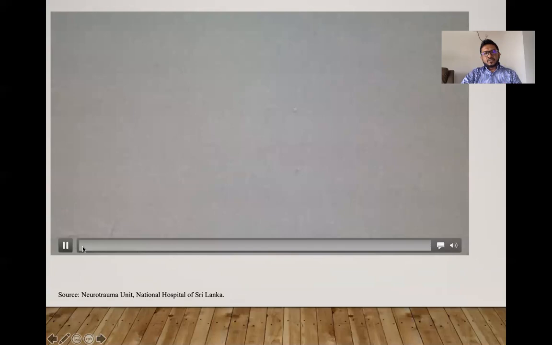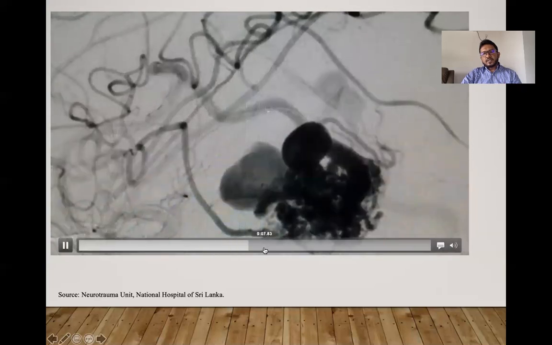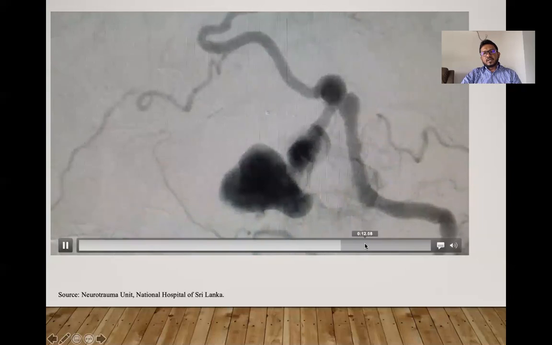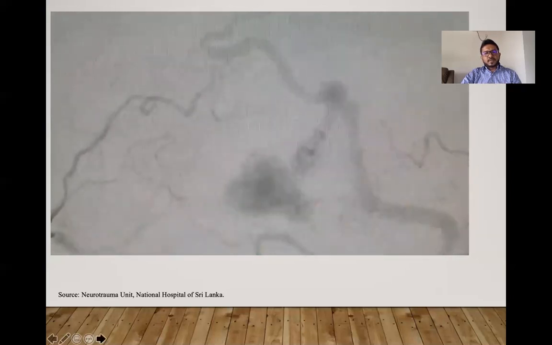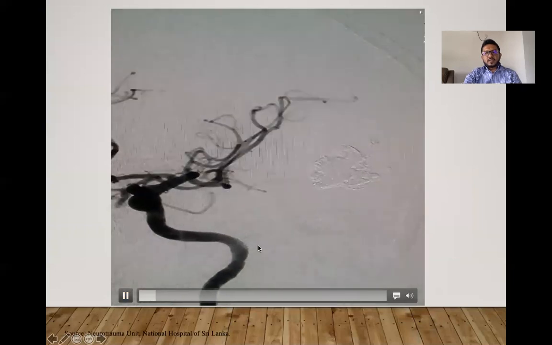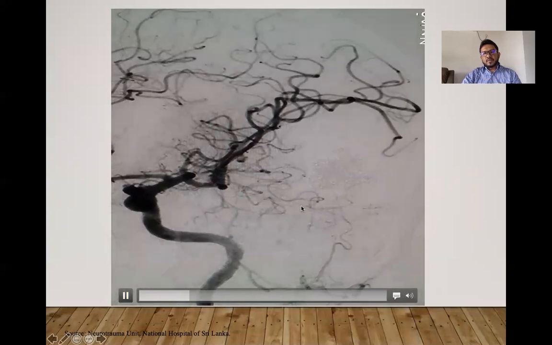Then what you do is go in and start injecting Onyx, which is a liquid embolic material, right up to the nidus. You have to go up to the nidus. If you do it proximally, the other feeders will be left behind and there won't be any treatment for the AVM. You are just blocking the feeding arteries, and later on you won't have any access to the AVM, and they won't be able to treat it.